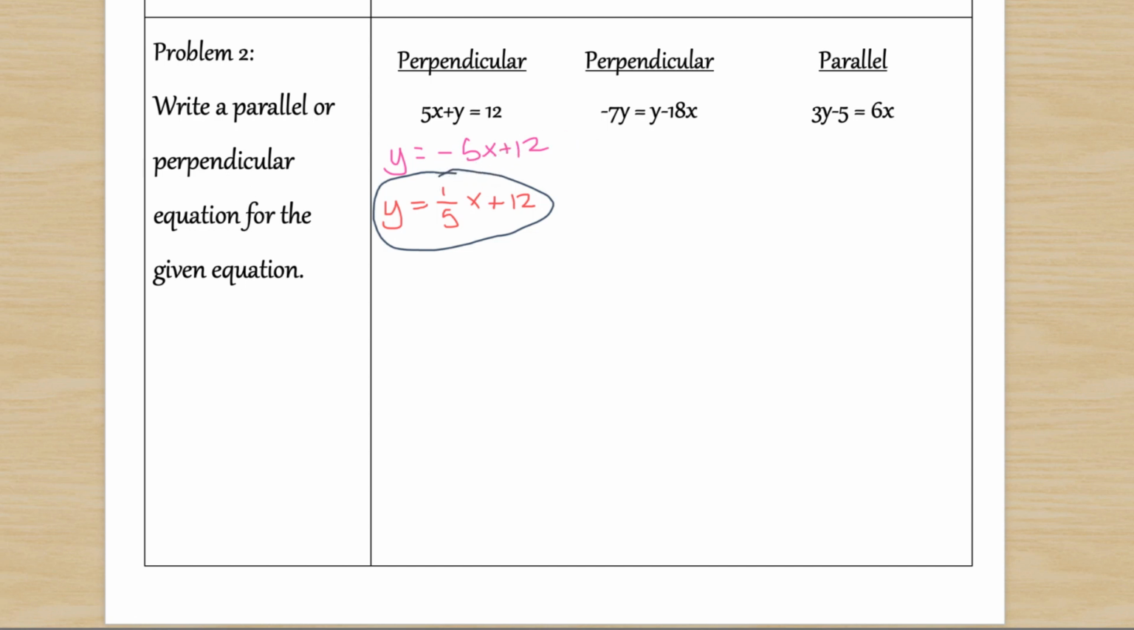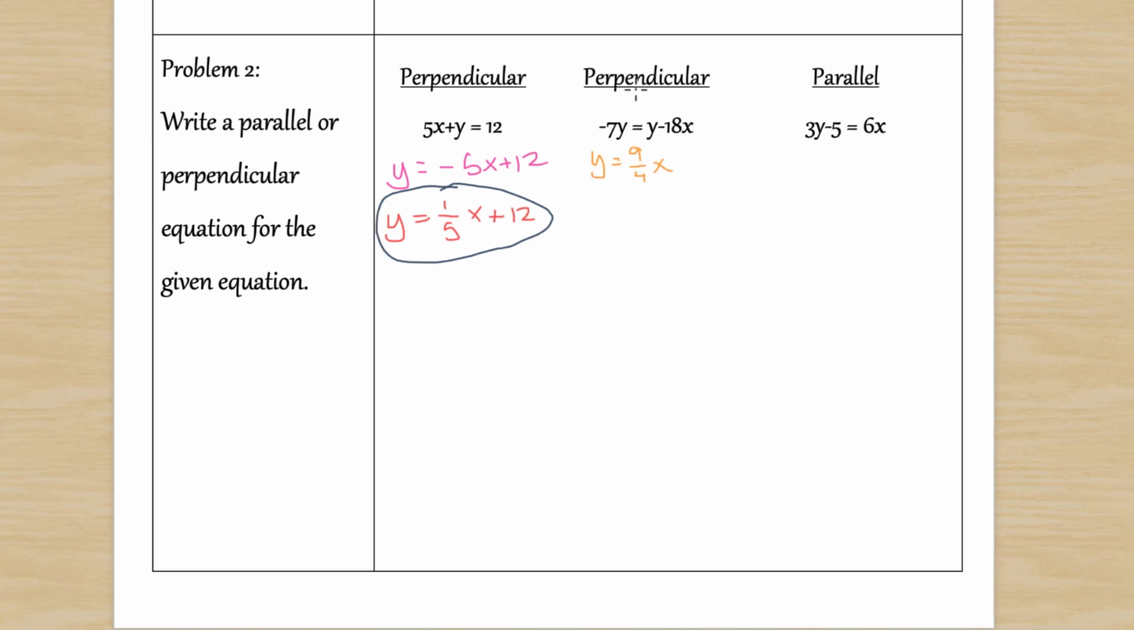Let's move on to our next one. So again, for this one, we want to convert it into slope-intercept form, giving us y is equal to 9 over 4x. So now this one wants us to find a perpendicular line. So what I'm going to do is take the opposite reciprocal again. So we're going to start off with y is equal to, then we're going to flip the sign, and since this one is positive right now, we're going to write a negative.